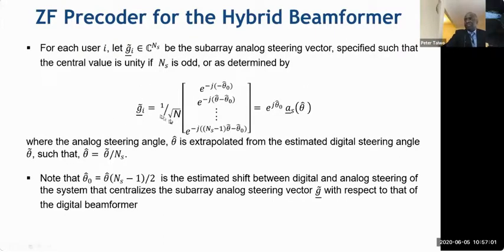So for each user, the sub-array analog steering is defined as this, and the analog steering angle, which is theta half, is extrapolated from the estimated digital steering that's computed from the digital beamformer. So the analog part of the hybrid can use this to either fine-tune the angle of departure for each user, or it can also be adaptively adjusted to update the channel for the target user.